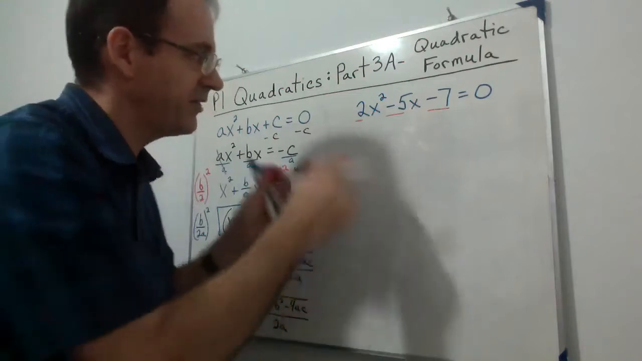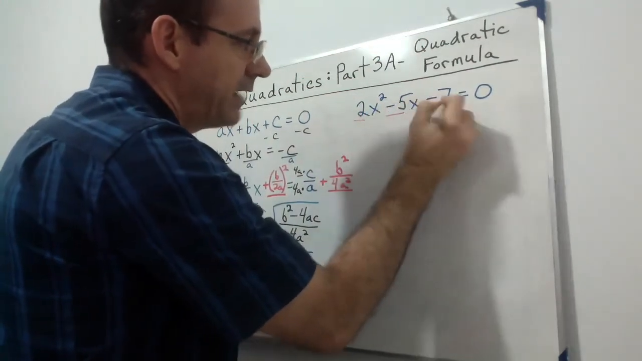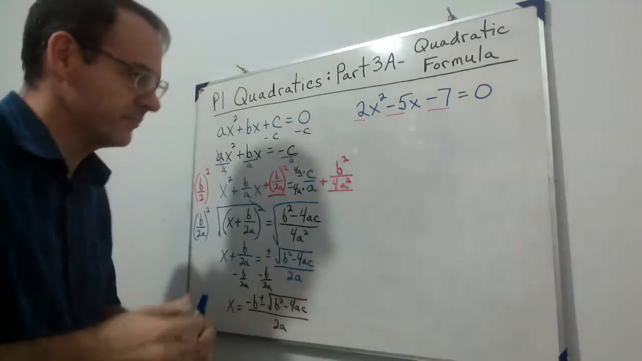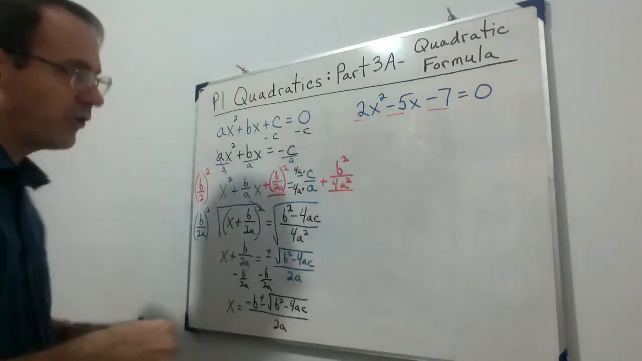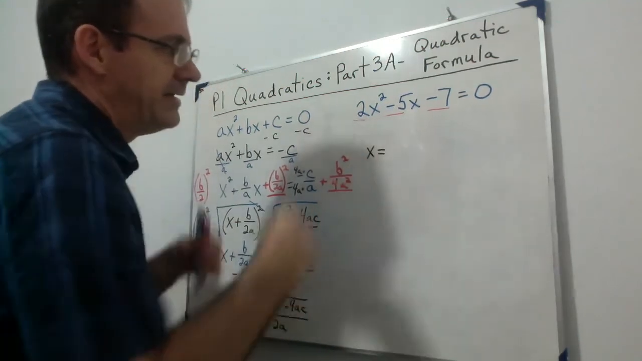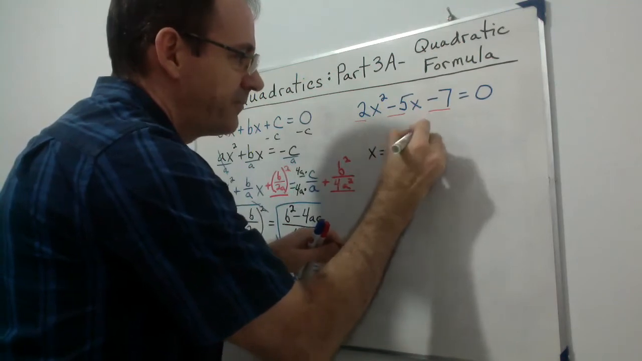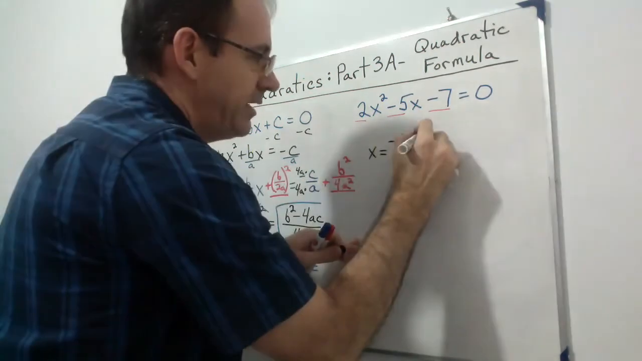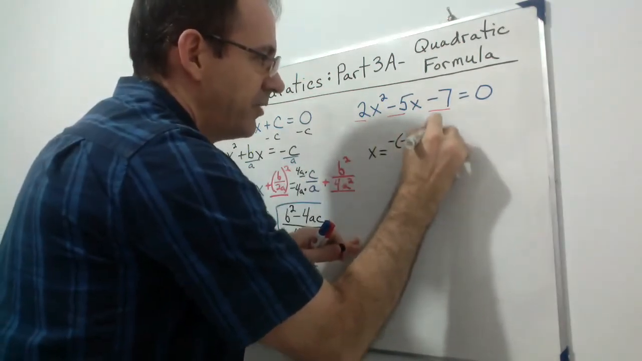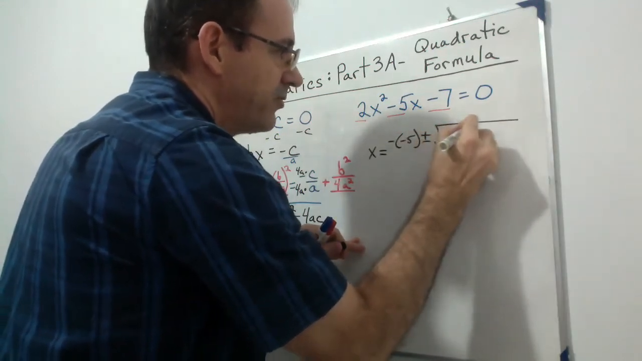Don't forget that the sign goes with the number. So a is positive 2, b is negative 5, c is negative 7, okay? So we just follow our formula. X equals the negative of b, so it's the negative of a negative 5, negative b plus or minus the square root of b squared. So again, it's a negative 5 squared.